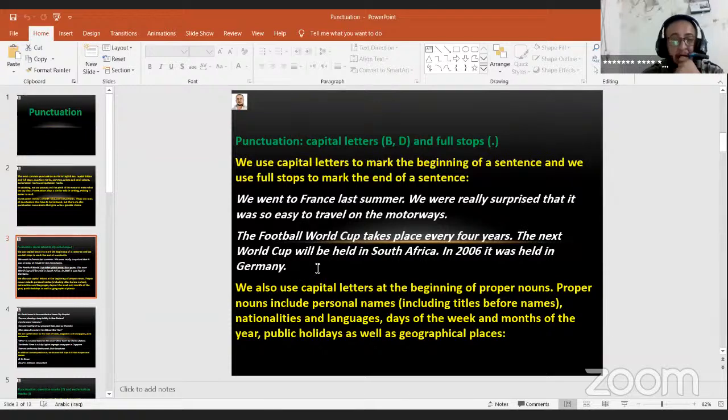The next World Cup, W and C, because we are talking about a specific event, which is World Cup, will be held in South Africa. The S and A, because they represent a specific geographical place, the name of a country. In 2006, the I of In, because it occurs at the beginning of a sentence. Otherwise, we never capitalize it. It's a preposition. It was held in Germany. Germany is a geographical place, the name of a country.